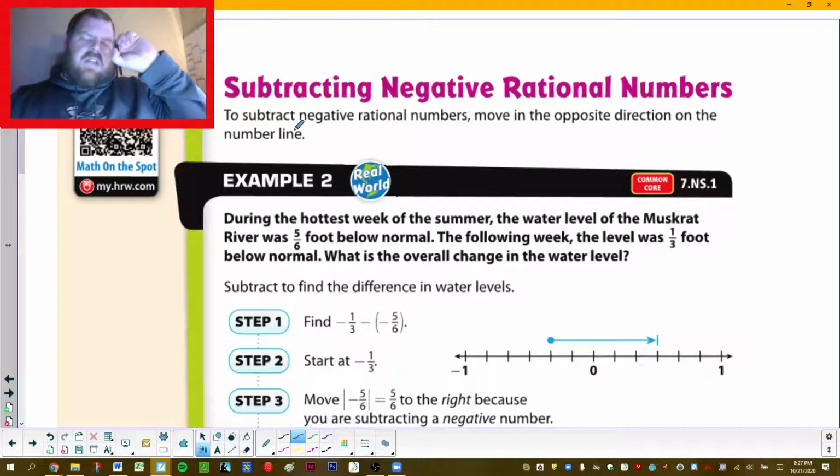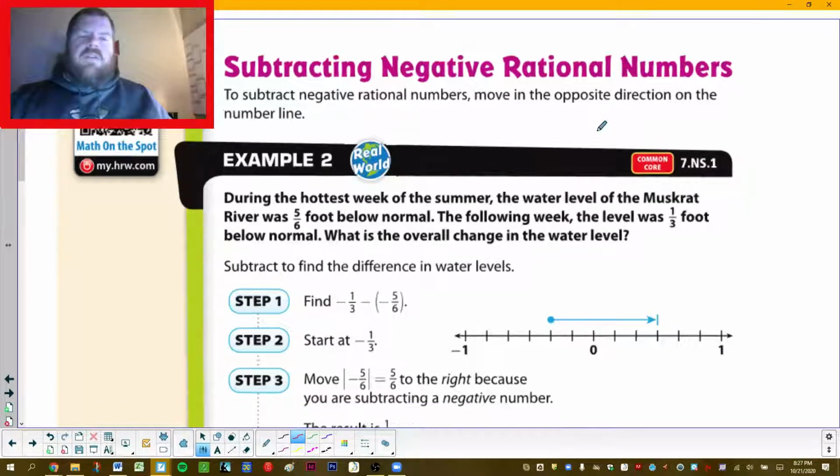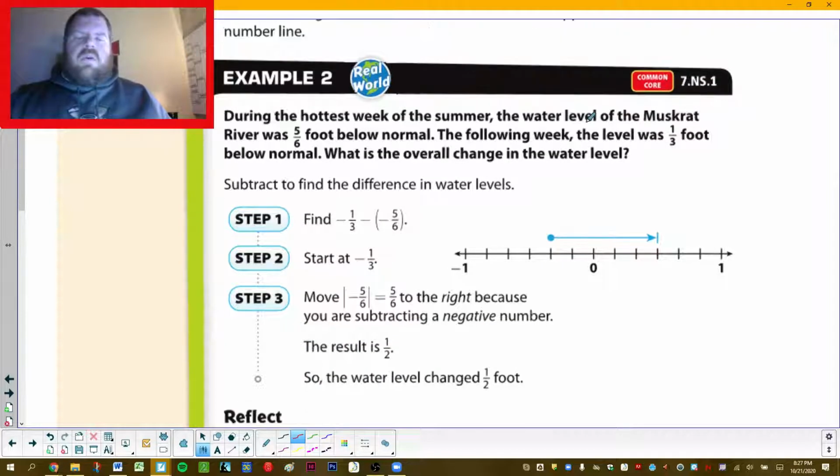Let's look at subtracting negative rational numbers. So a problem like this says, during the hottest week of the summer, the water level of the Muskrat River was 5/6 of a foot below normal. The following week, the level was 1/3 of a foot below normal. What was the overall change? Okay, so we want to go.